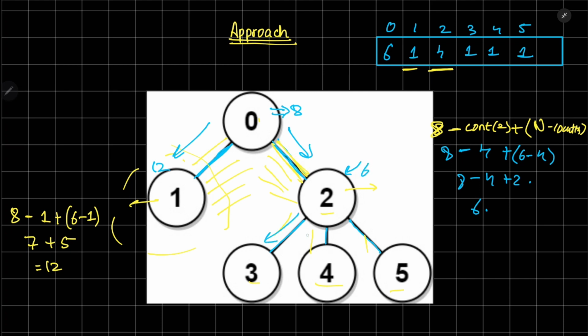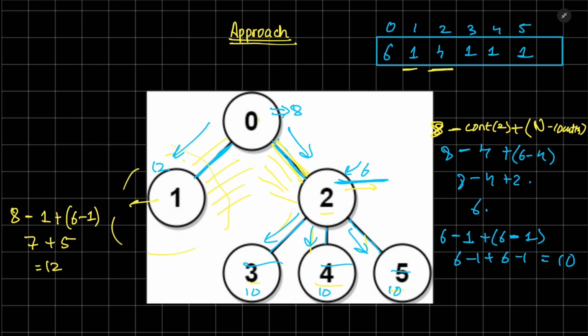And now DFS will go to its children, and we have the correct answer for this now, and now these are the children. So this thing will repeat again. If you want, let's do it for 3 one time. So for 3, its parent value is 6 minus the count of 3, that is 1, plus the total number of nodes, 6, minus the count of 3 again, that is 1. So that is 6 minus 1 plus 6 minus 1, which is 10. And we know that for 3 the answer is 10 only. And that's how we have found the answer for all the nodes by doing DFS twice.